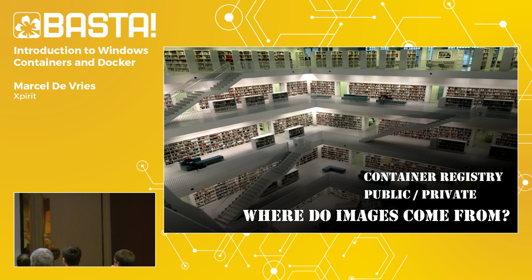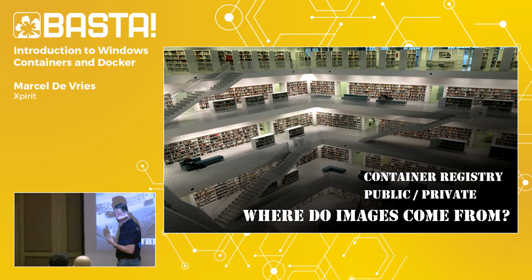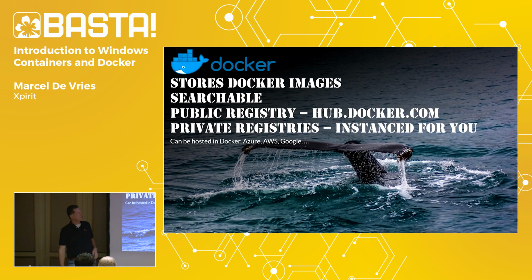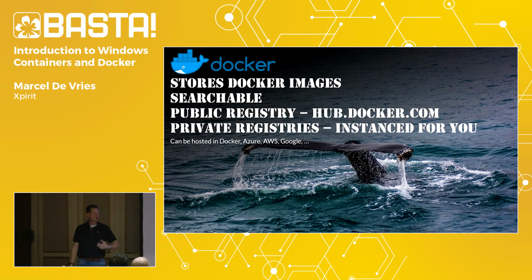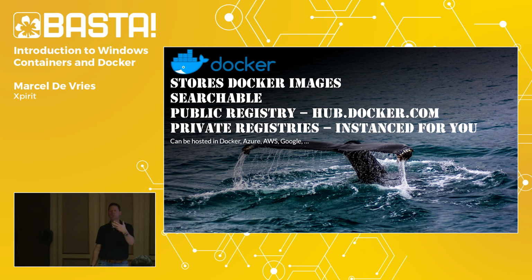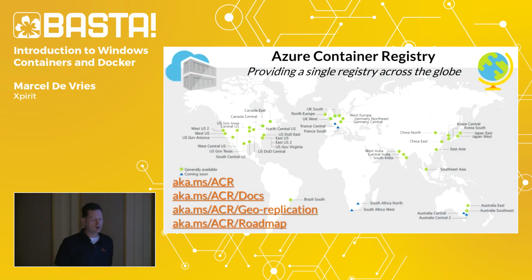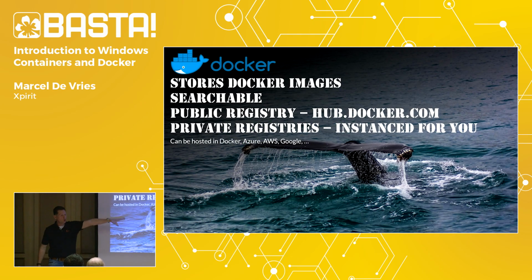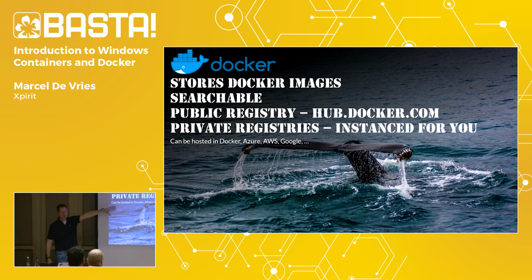Now there are two types of registries. We have public registries and we have private registries. And if you look at these registries, then you see that Docker itself has this notion of the Docker Hub. On Docker Hub you can host primarily public images, and you need to pay if you want to have private images. And you can also use, for example, container registry on Azure, but you can also use them on AWS, on Google. I mean, any cloud provider will have a container registry.